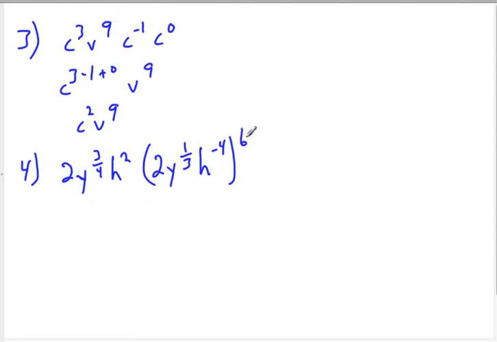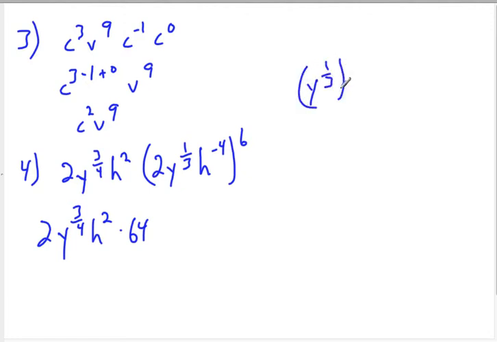So 2 to the 6th power is 2, 4, 8, 16, 32, 64. So I'm just going to write the first part the same as it was. And this 2 is going to become, everything's multiplied together, 64. Y to the 1/3 times 6, well, remember that y to the 1/3 to the 6th power really means y to the 1/3 times 6. So all that's going to do is just become y squared. And then this h to the -4 to the 6th is going to become h to the -24.